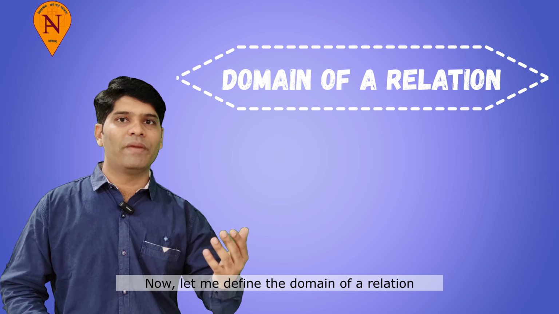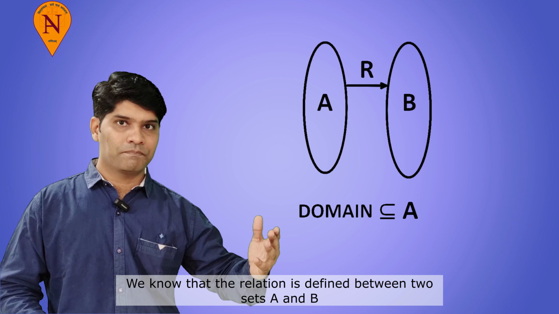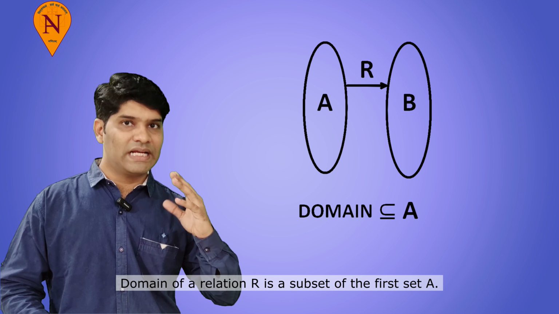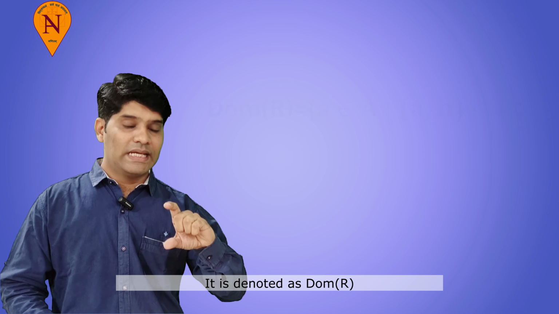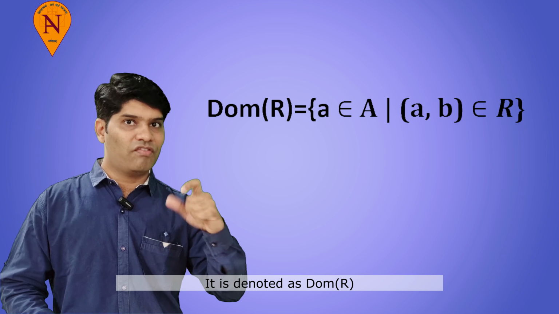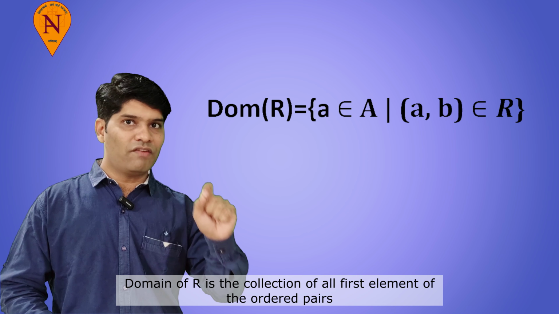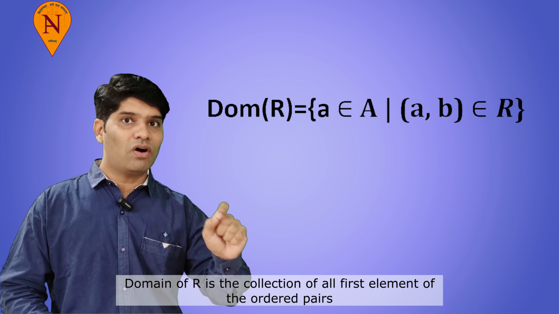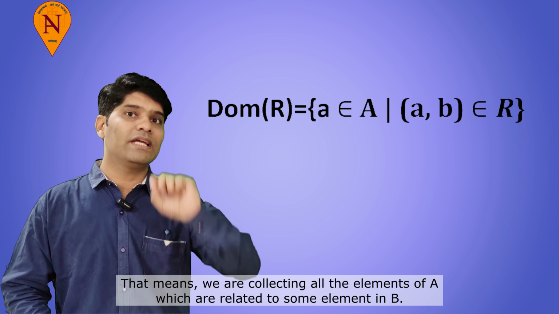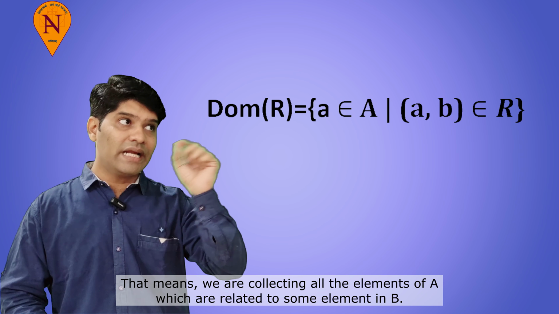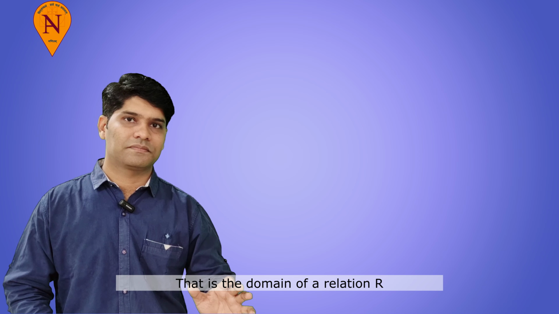Now let me define the domain of a relation. So we know a relation is defined between two sets A and B. The domain of a relation R is a subset of the first set A. It is denoted as DOM of R and it is defined in the following way. The domain of R is the collection of all first elements of the ordered pairs. That means we are collecting all the elements of A which are related to some element in B. That is the domain of a relation R.